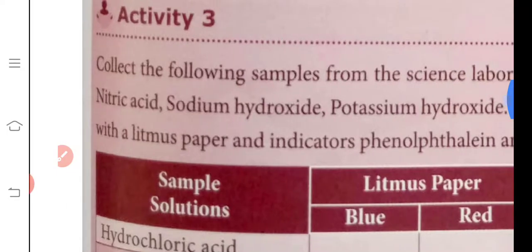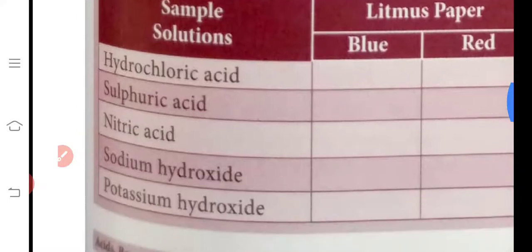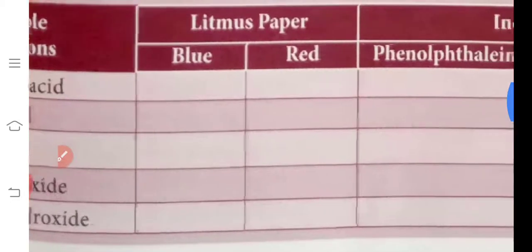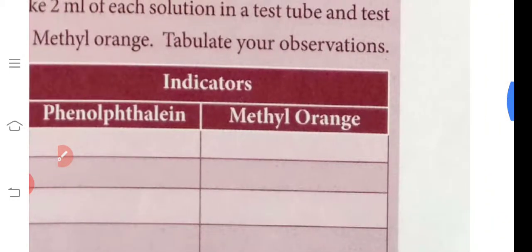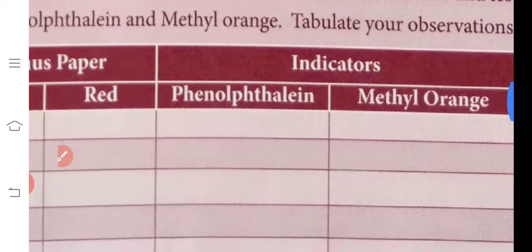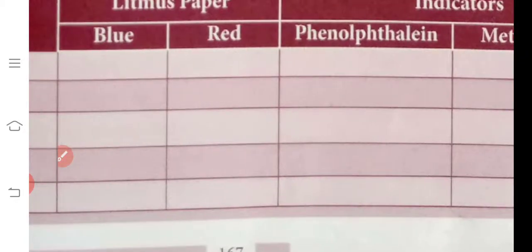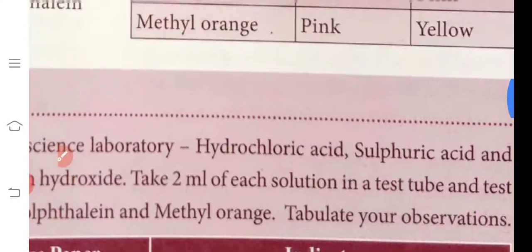Next one, activity. You collect the following samples. You test these samples: hydrochloric acid, sulfuric acid, nitric acid, sodium hydroxide and potassium hydroxide. The first three are acids, the second two are bases. You do this experiment with litmus paper, phenolphthalein indicator and methyl orange indicator. These two, phenolphthalein and methyl orange, are indicators. What do you observe? You write it in a tabular column.